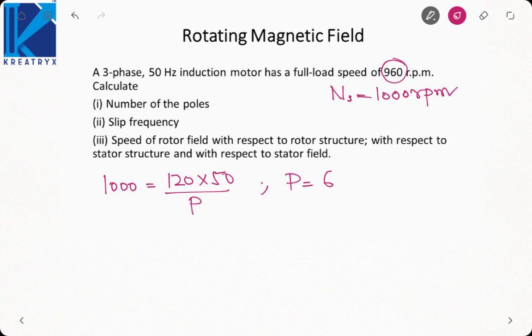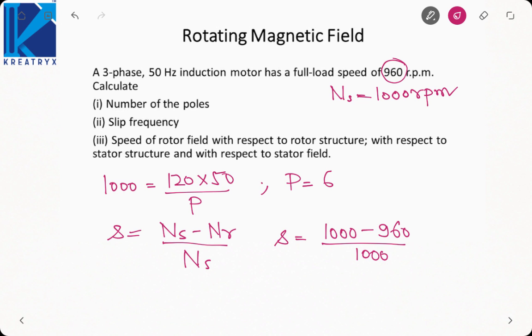Next it is asking slip frequency. For that we need slip. Slip is (Ns minus Nr) by Ns. So slip will be (1000 minus 960) by 1000, that is 0.04. So what about slip frequency? It will be S into F, 0.04 into 50. That will become 2 Hertz. Okay, 50 into 0.04 will be 2 Hertz.